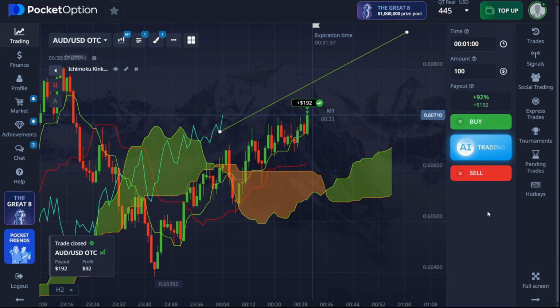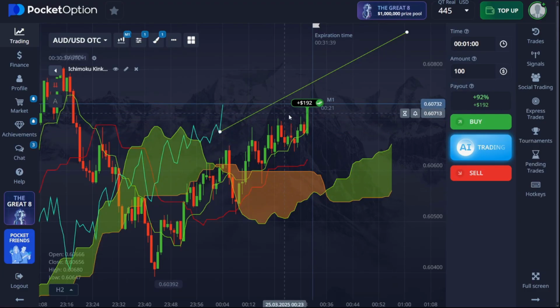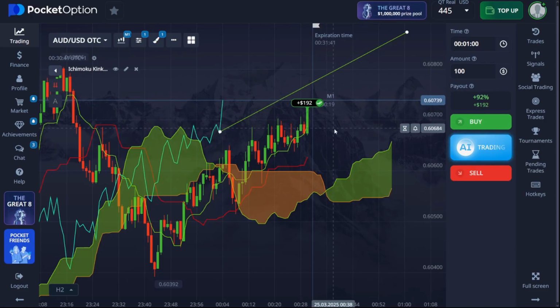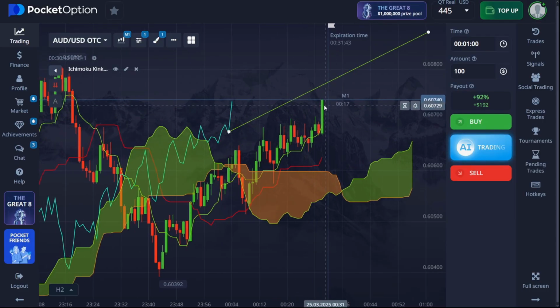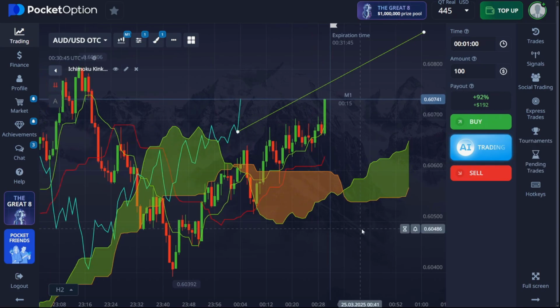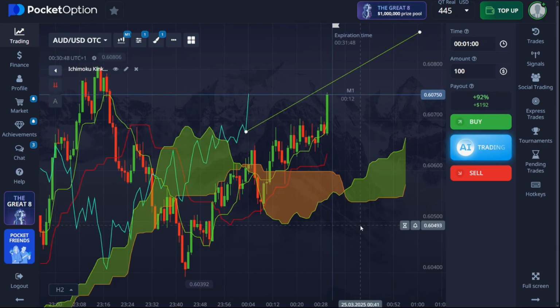Third trade, another win. Balance is now up to $445. The price continued rising exactly as expected, following the earlier strategy.